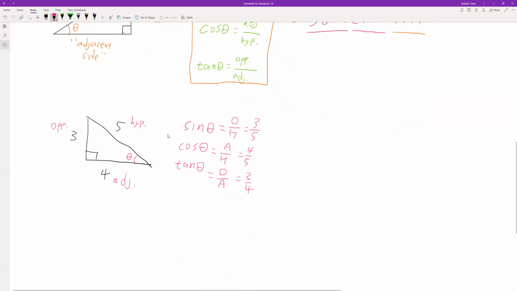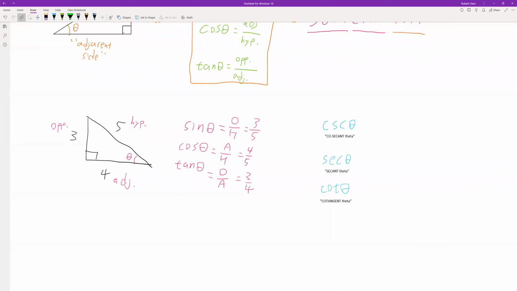All right, now the second set of trig functions are the inverse trig functions. Well, not the inverse, the reciprocal trig functions. So we have cosecant of theta, secant of theta, and cotangent of theta. And let me write down how to read them.